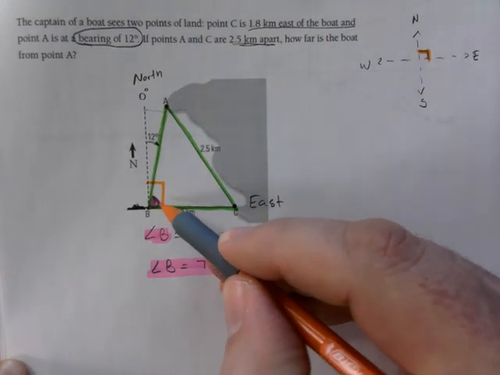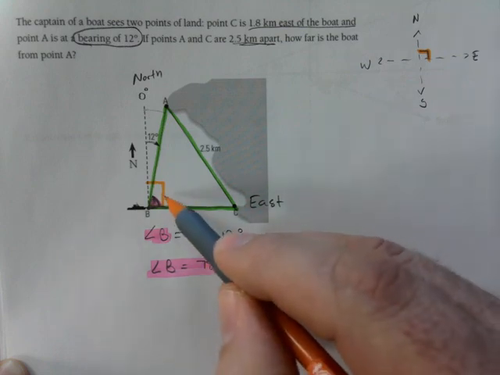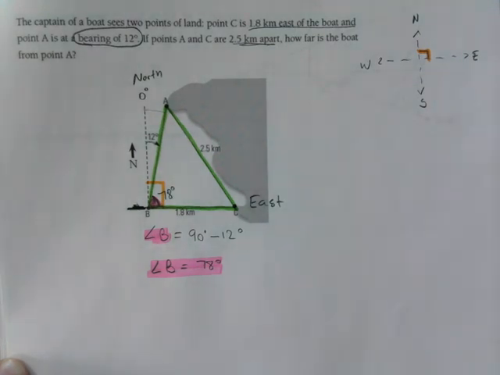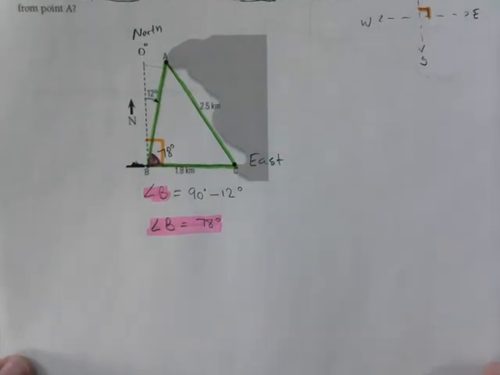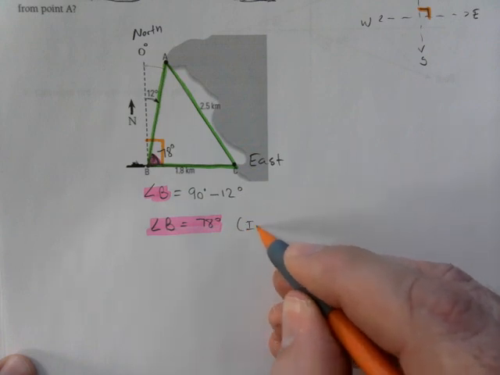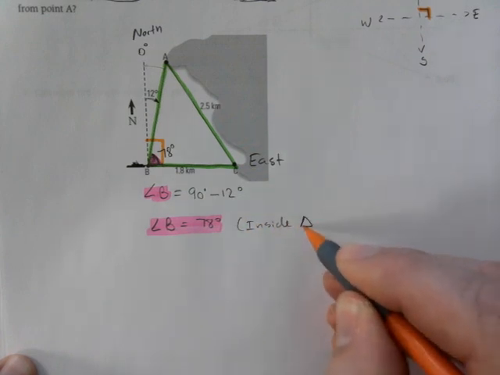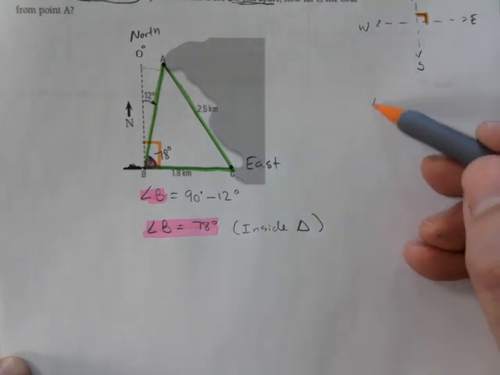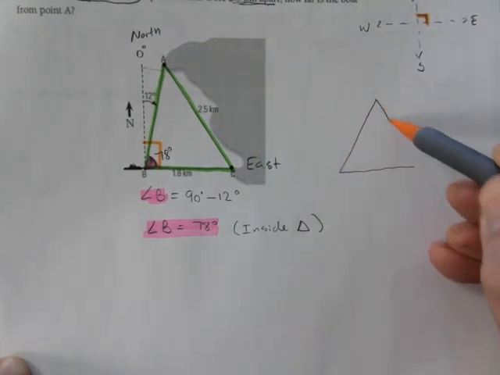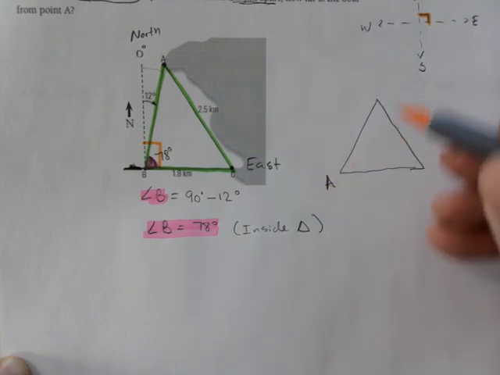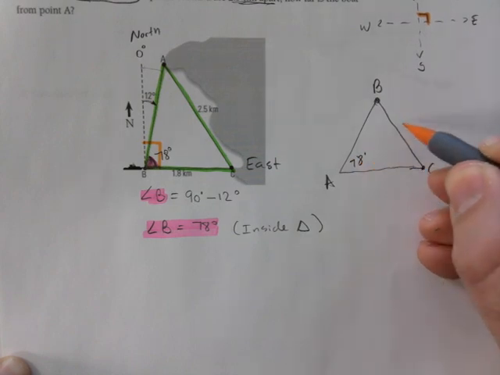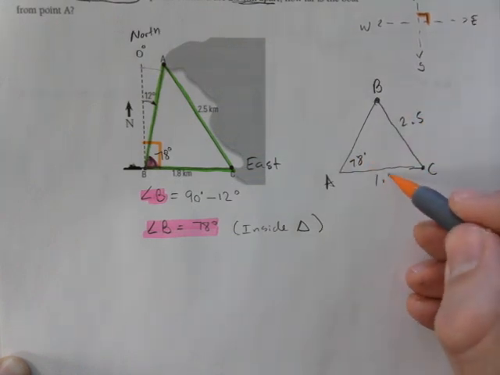So this is your B here. That's the angle that we just found. This is 78 now. Now this is inside the triangle. That's all, guys. You're just using that property to find an angle inside a triangle. Okay, so now let's draw this here. Conveniently, they're using ABC. This is 78. This is 2.5. This is 1.8.